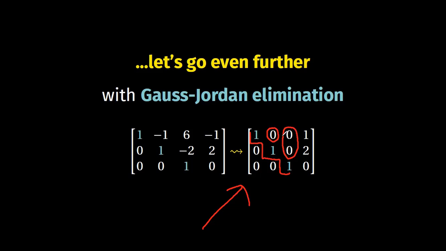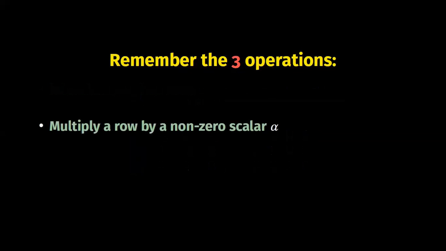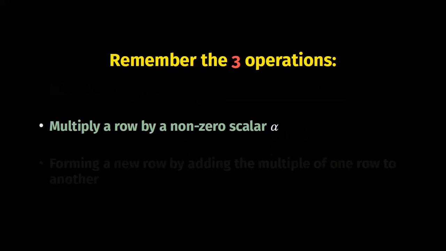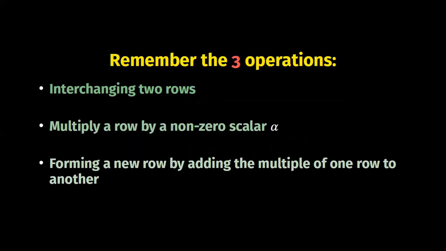But how do we get to this point? Very quickly, you can skip this part if you already watched my previous videos. We are only allowed to use the following three operations. We can interchange two rows, we can multiply a row by a scalar different from 0, and we can sum up one row with a multiple of another row. Here, all the three together. We can finally start our transformation.